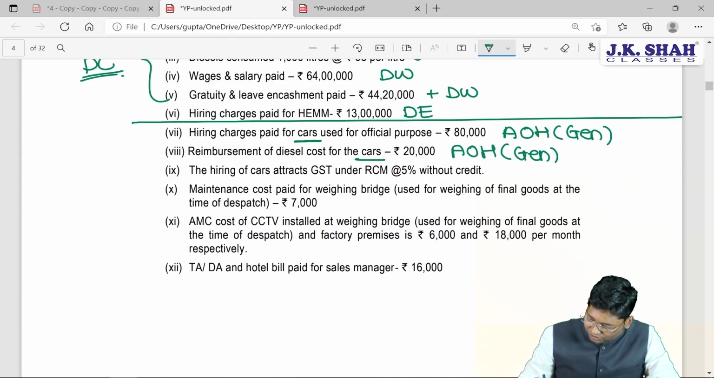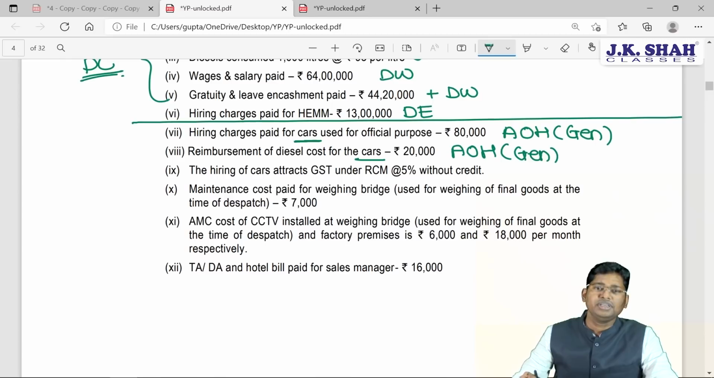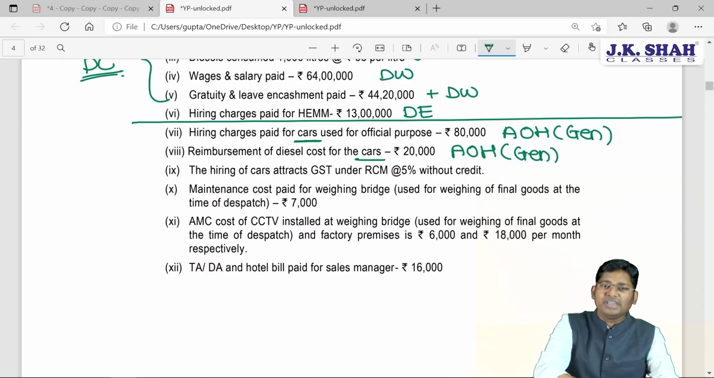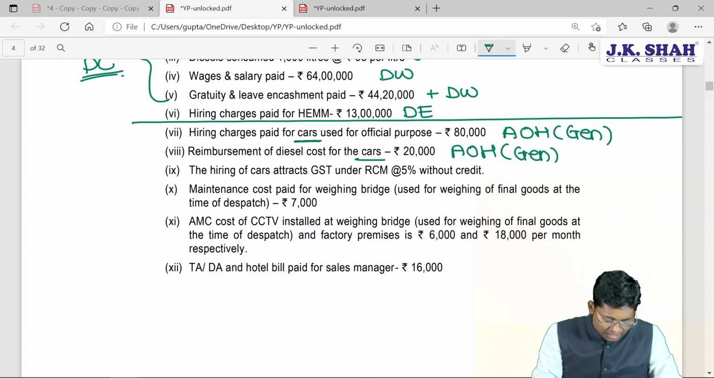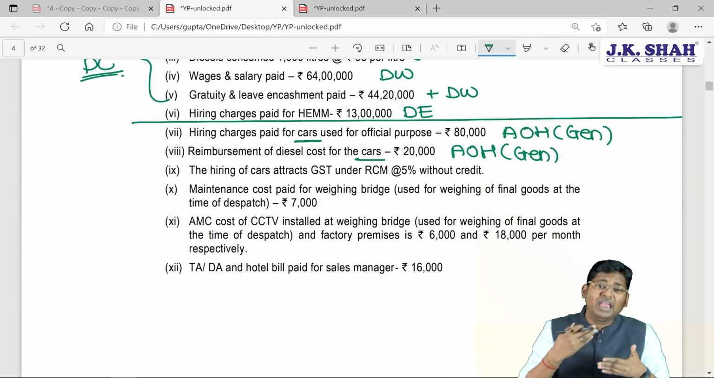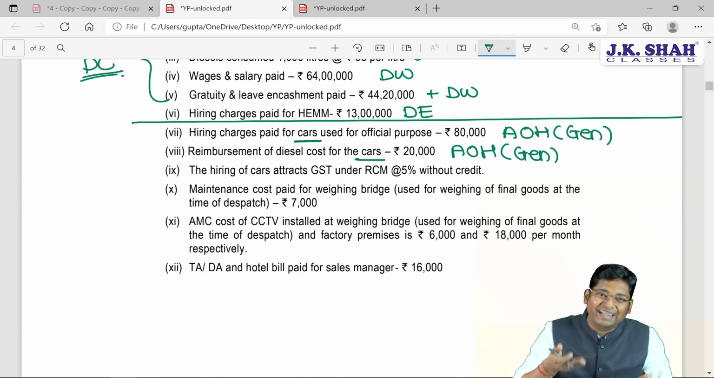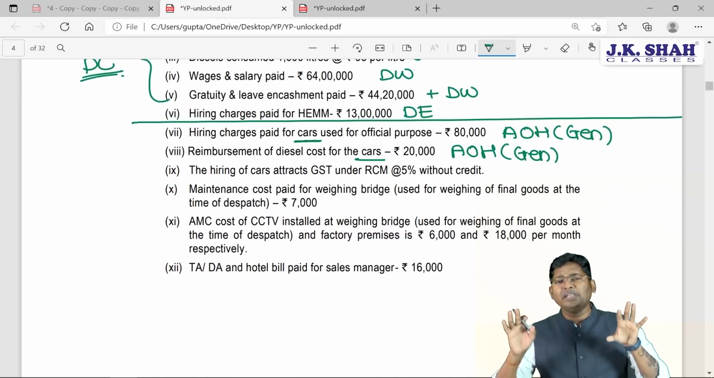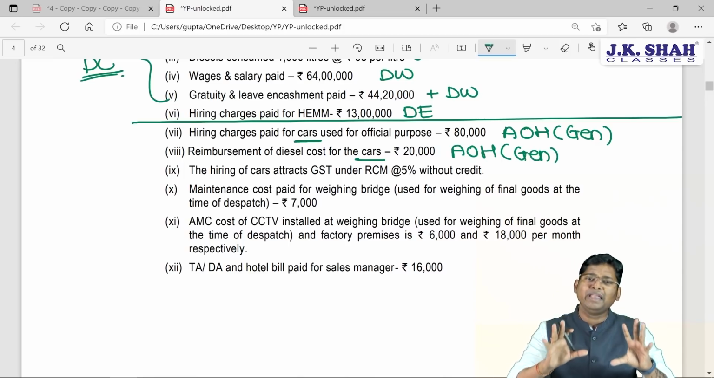The hiring charges of car attract GST under RCM. Sir, what is the meaning of RCM? RCM is reverse charge mechanism. Sir, what is reverse charge mechanism? Reverse charge mechanism means the case where you won't be able to claim any credit. ITC is not available here. Sir, ITC is not available means what? It means you have to pay this 5%.